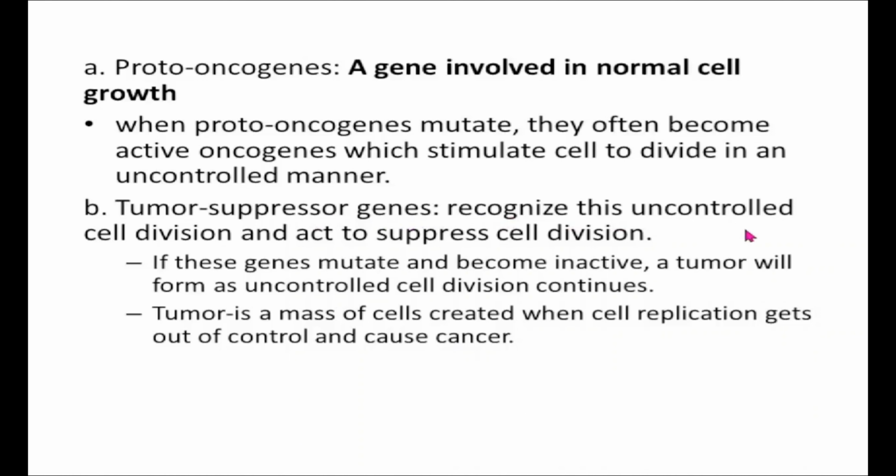Tumor suppressor genes. The second gene is the tumor suppressor gene. It recognizes this uncontrolled cell division and acts to suppress cell division. It will recognize the mutation of the first gene, then suppress and prevent cell division. If these genes mutate and become inactive, a tumor will form as uncontrolled cell division continues. What is a tumor? It is a mass of cells created when cell replication gets out of control and causes cancer.